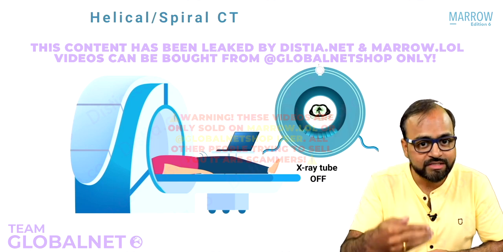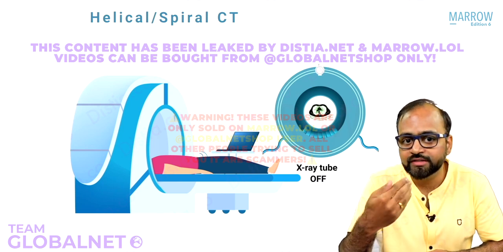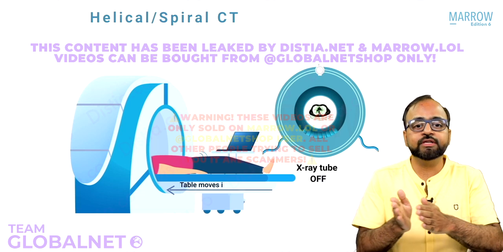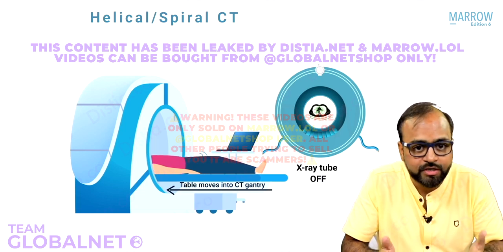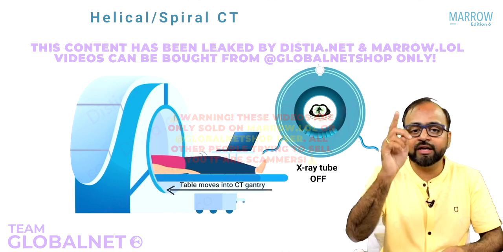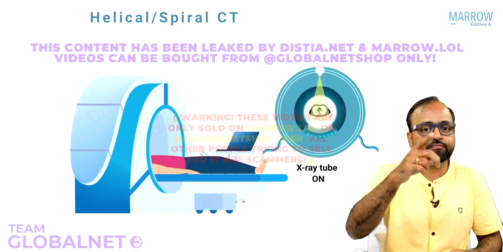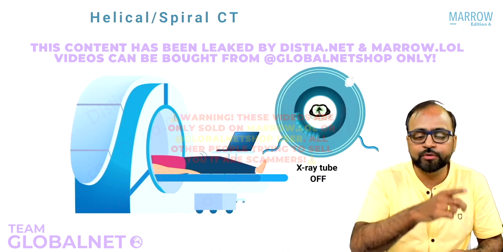That is how one slice image is acquired. Now I want to take the next slice. So what is done? The table is moved inside, so that the next anatomic slice of the patient's body comes at the level of the X-ray tube. Again the tube is switched on, one rotation, switched off, brought back to its original position.